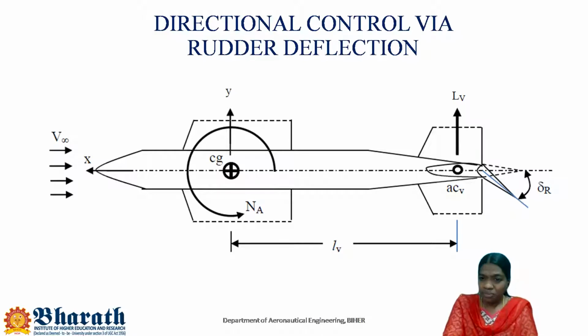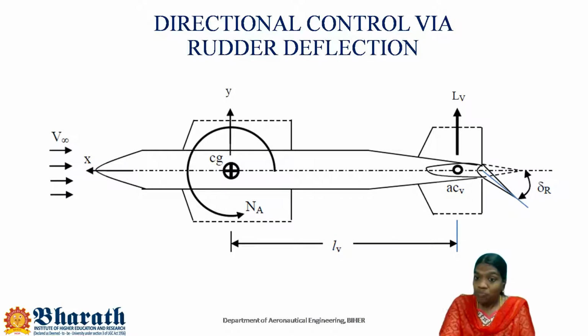As far as this diagram is concerned, the rudder is deflected towards the left side, thereby creating a side force towards the right direction, which in turn creates the yawing moment in the counterclockwise direction. So this is how the rudder deflects.